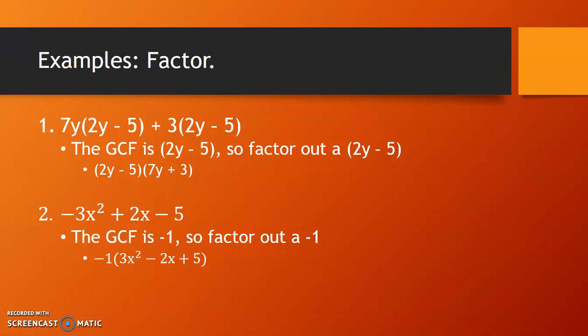And like I said, the only reason why you would want to do that is because later on, when we try to factor that expression, 3x squared minus 2x plus 5, we like the first term to be positive because it makes the factoring process a lot easier. So if you see a problem like this one where there's not a lot that you can take out, and the first term is negative, go ahead and pull out a negative just to make that become positive.